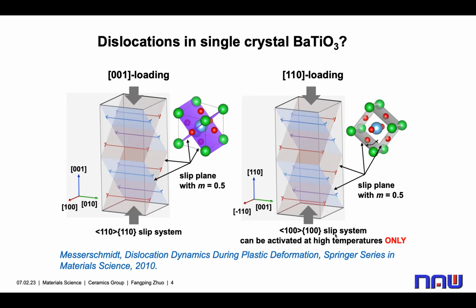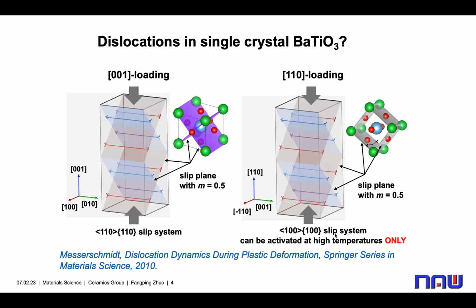You may think barium titanate single crystals are brittle in nature at room temperature, but now we are able to nicely deform the barium titanate single crystals by loading along two different directions to activate two different slip systems. For example, loading along the 001 direction will most likely activate the 110 slip system, while loading along the 001 direction will activate the 100 slip system.